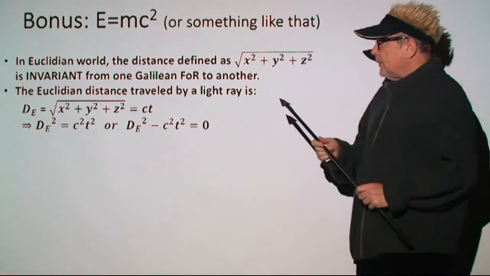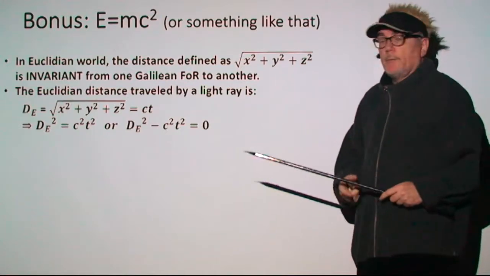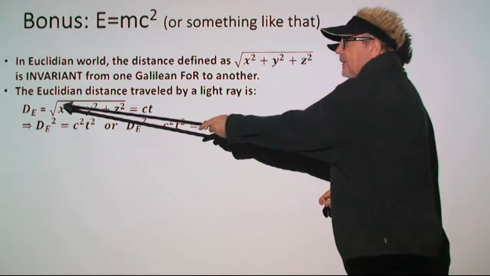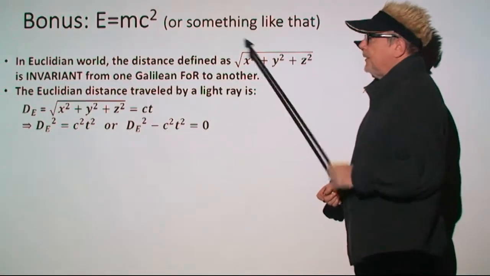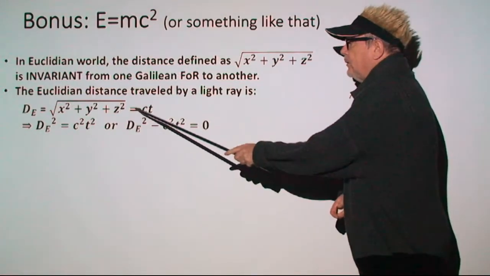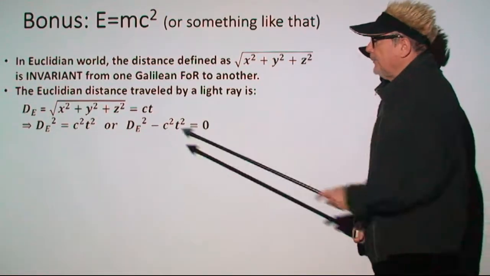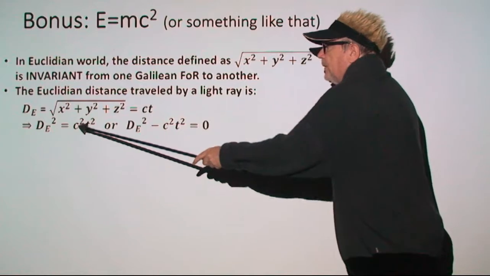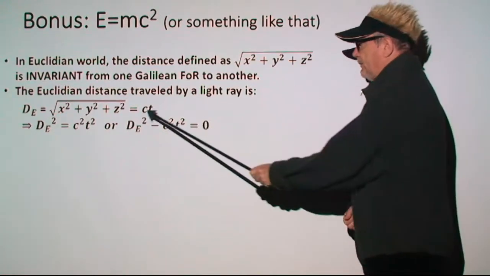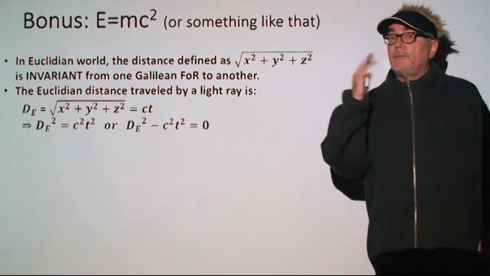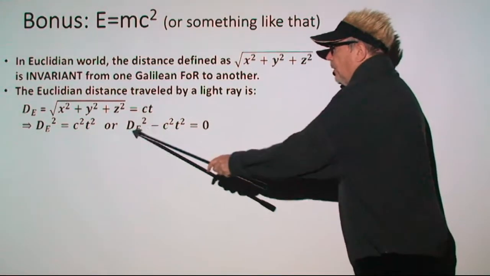Now, let's look at the example of a light ray moving in any direction. The distance traveled by the light ray would be equal to this, by the definition of the Euclidean distance. Therefore, it will be equal to c times t, c being the speed of light and t the time. If you square this, you get d squared equals c squared t squared, which is pretty obvious. But what's interesting is that this value is constant even if you change the frame of reference, because the speed of light is the same everywhere. Therefore, this will always be true.